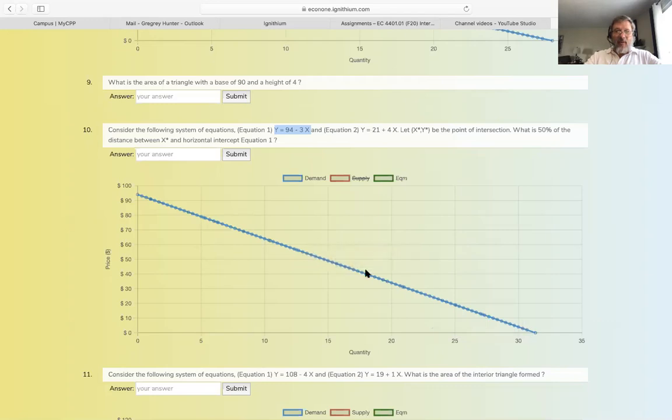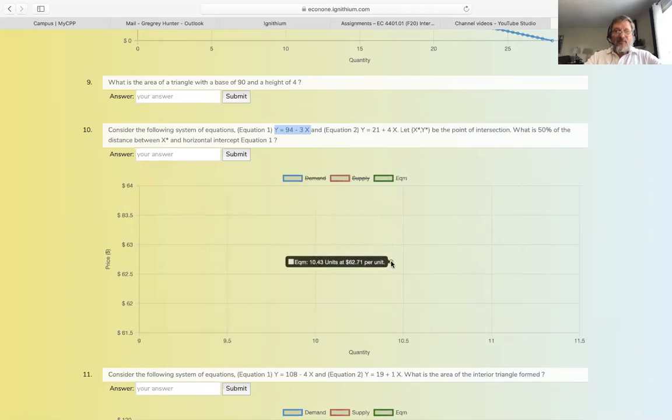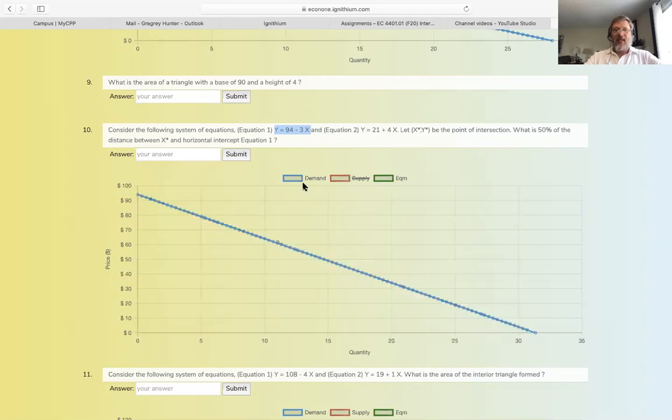I could blow it up, but where is it? Let me find it again. There it is. It's 10.43. So I'll put it back so it's over there. So there we have 10.43 and 31.33. So what is 50% of the distance between these two? Well, there's 10.43. I'm pointing down on the horizontal axis and there. And so what would I do for 50% of the distance? Do you have any idea?